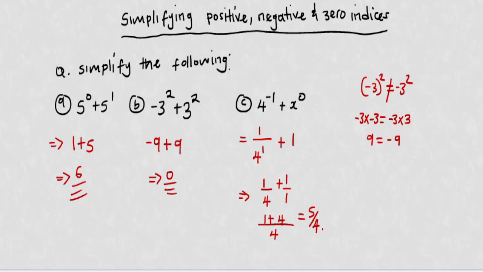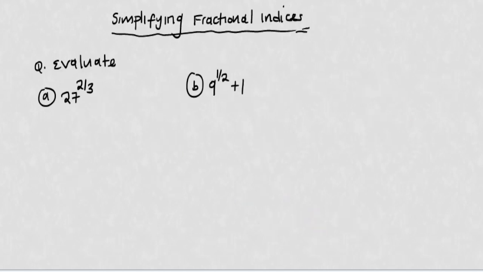So we can leave it as an improper fraction like that, or we can write it as a mixed fraction. 4 into 5 goes one time, leaving a remainder of 1, then over 4. You can leave it as an improper fraction or as a mixed fraction. It's okay. Let's proceed to the next segment, and we'll look at how you can simplify fractional indices.